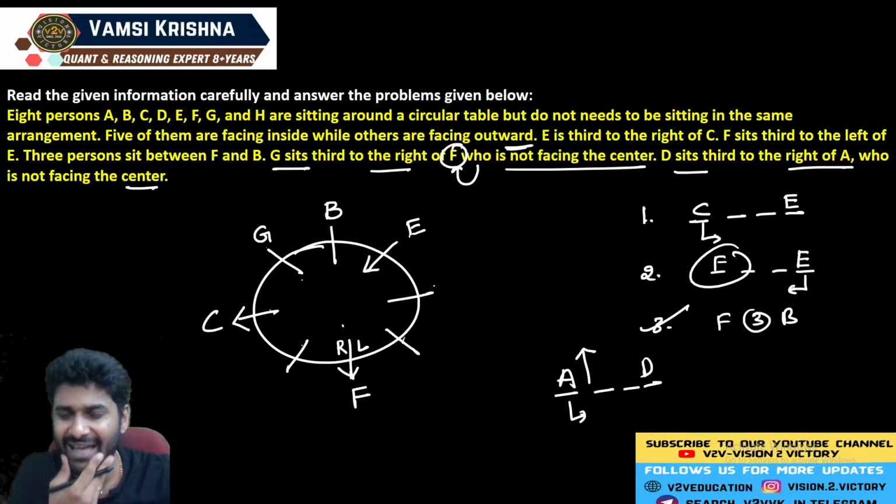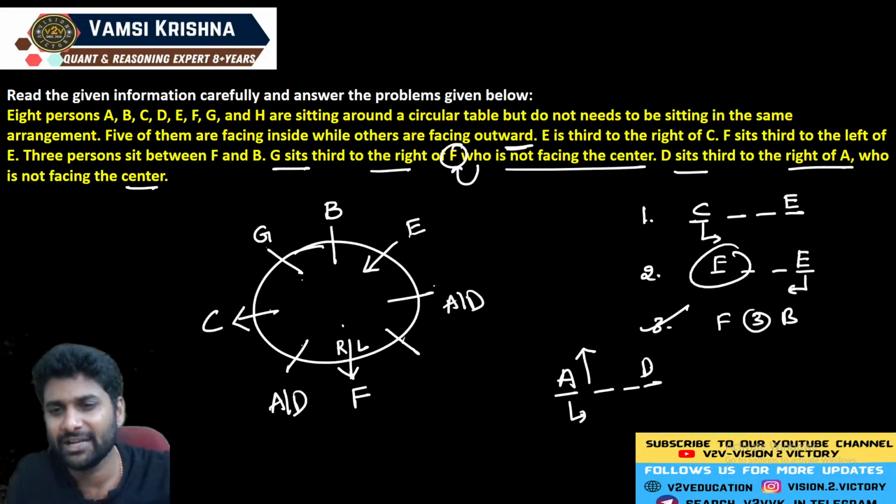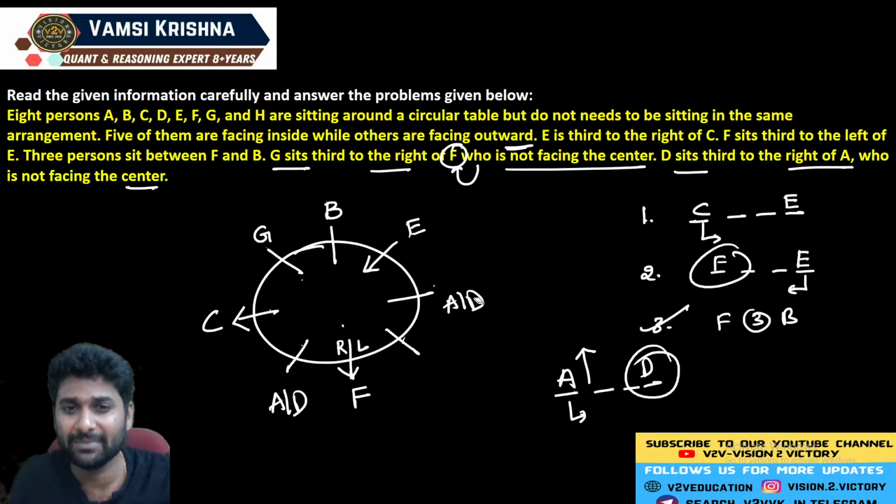Now finally we have A and D. There are two persons between A and D. So definitely these are the places for A and D. And we need D must be right of A. So who is the left one? A, B, C, D, E, F, G, H.